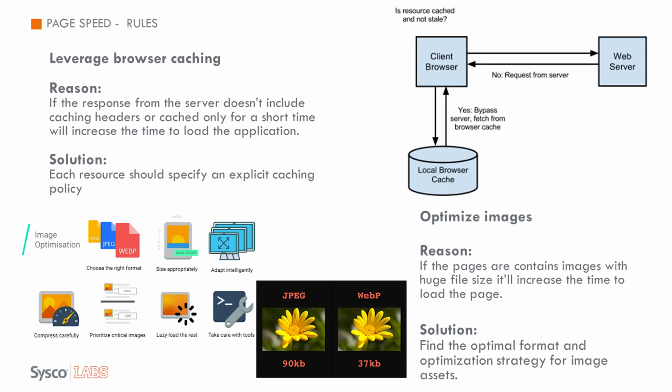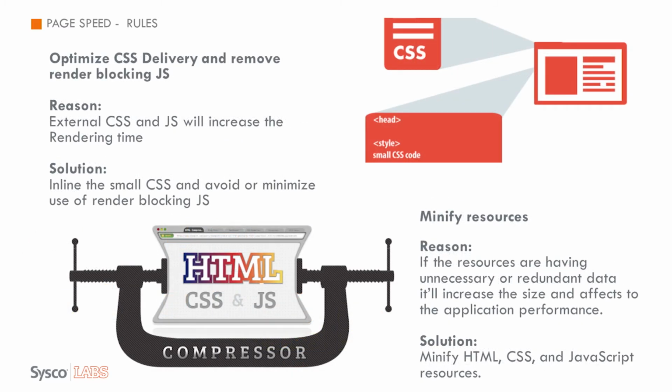So if you use these types of compression mechanisms, we could reduce the response times as well, because it will load those images faster. So that is something we need to be aware of. We have to use optimal formats and optimize images. And after that, the CSS delivery.